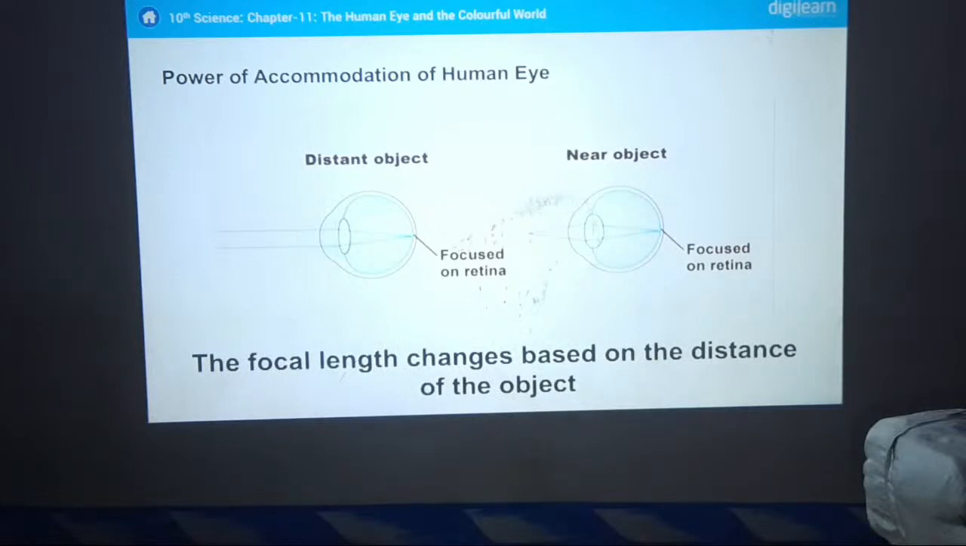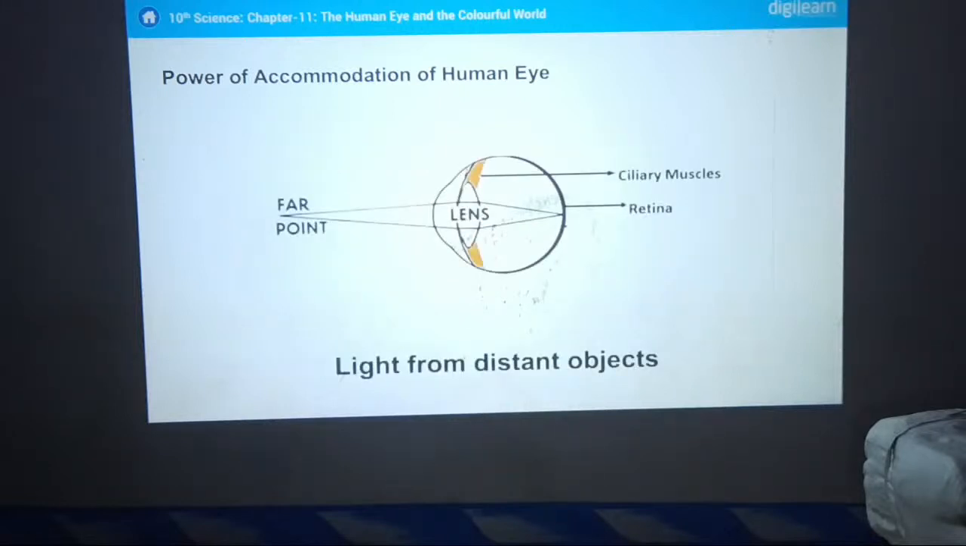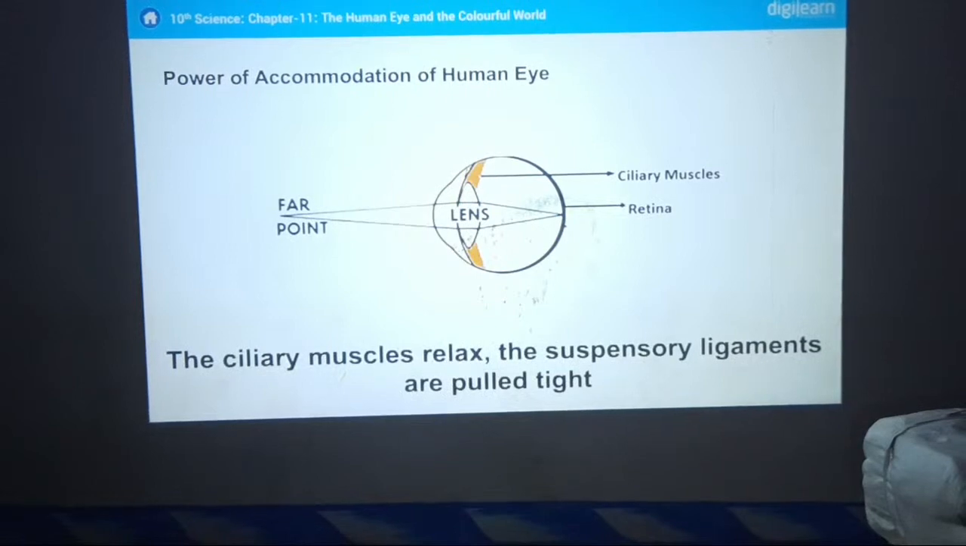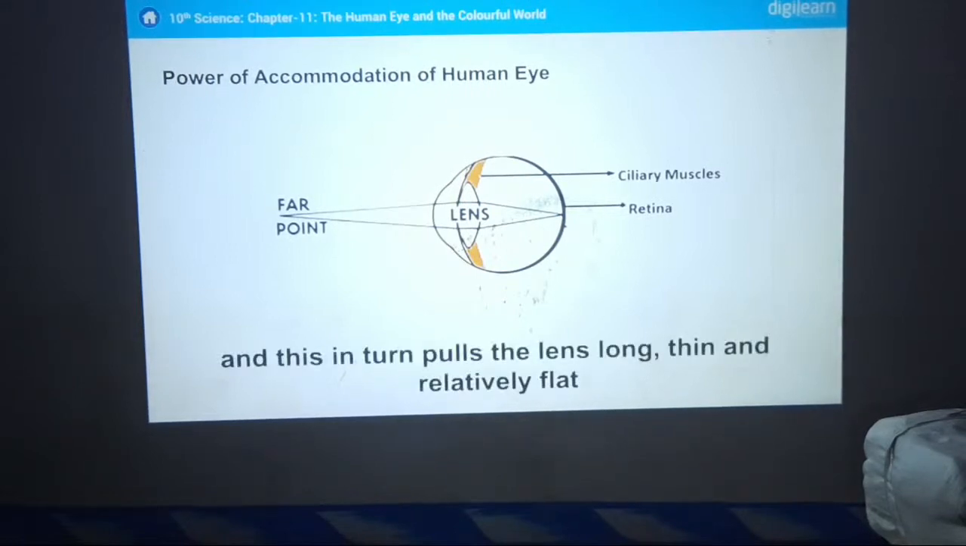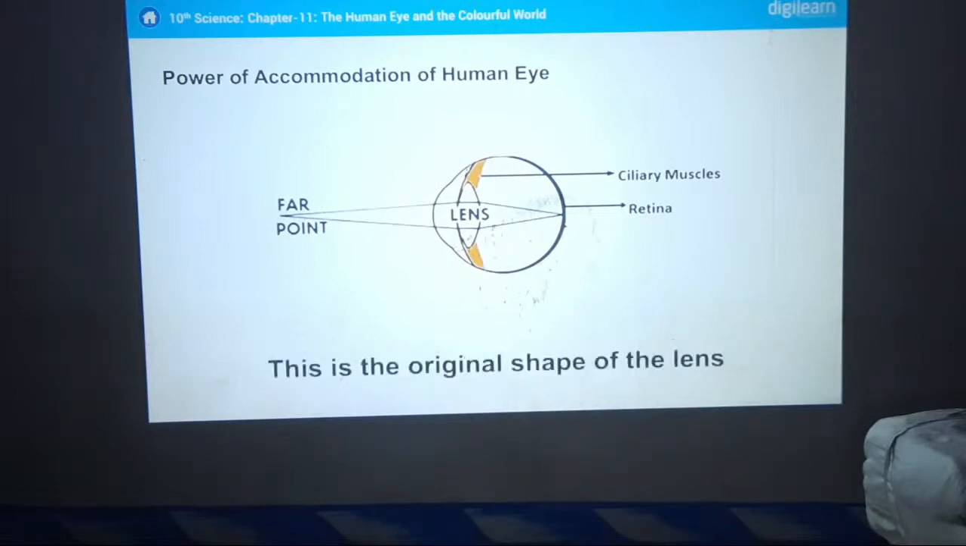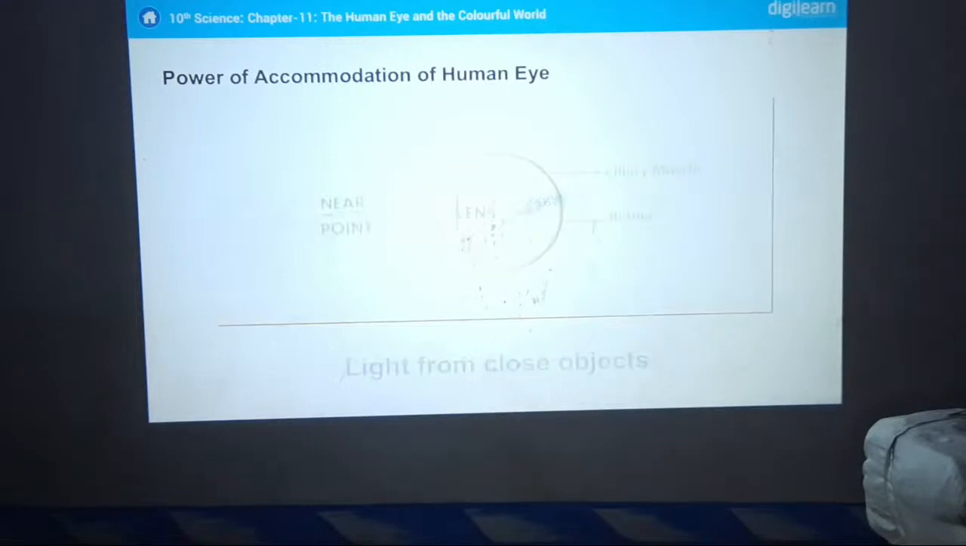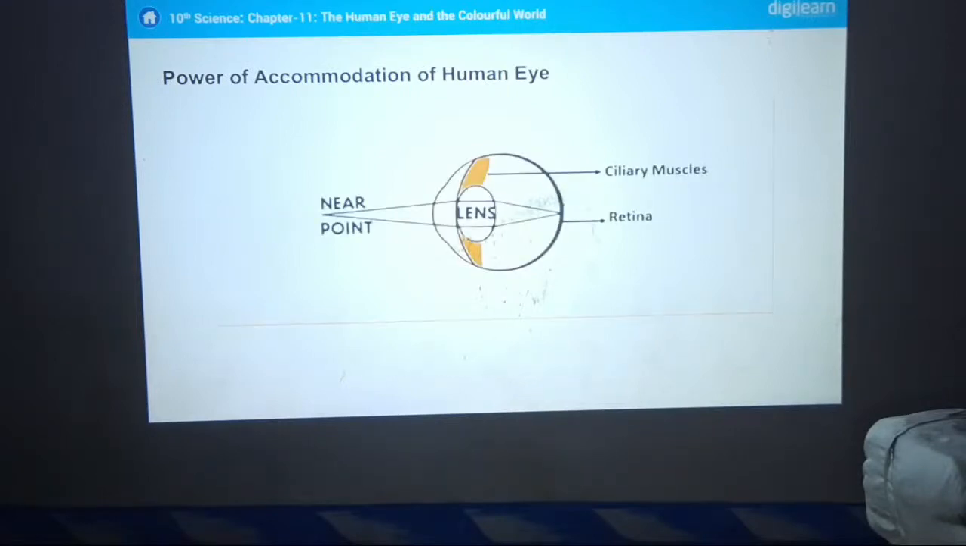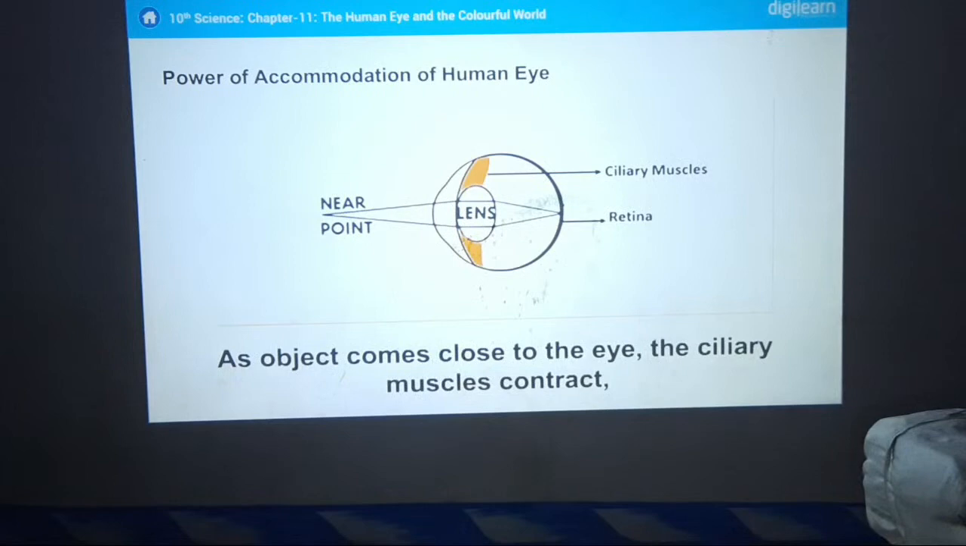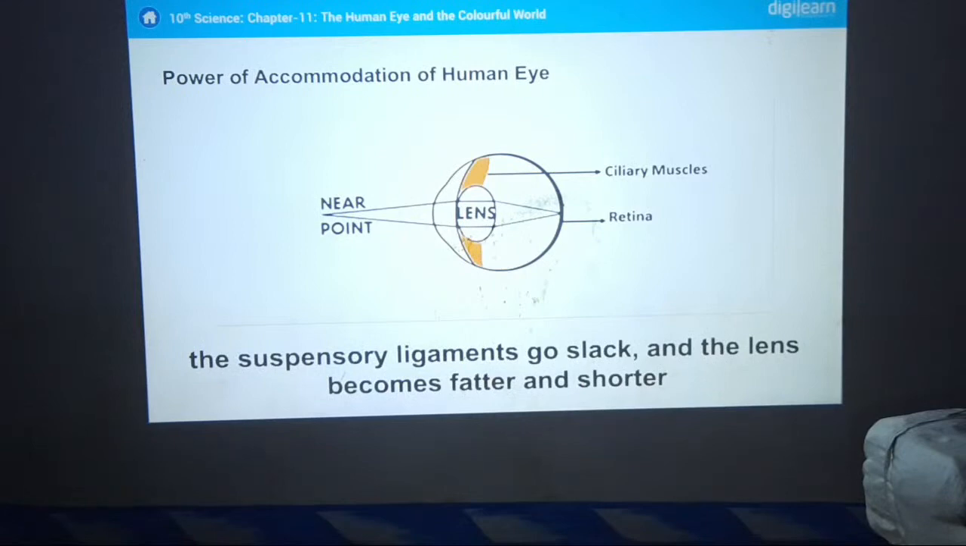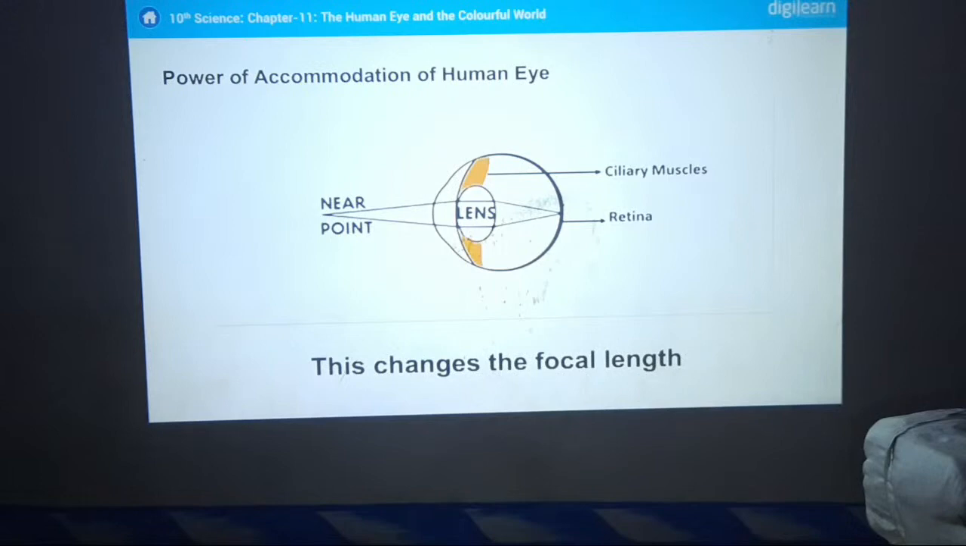Ciliary muscles contract or relax in response to the light entering the eye. Light from distant objects: the ciliary muscles relax, the suspensory ligaments are pulled tight, and this in turn pulls the lens long, thin, and relatively flat. This is the original shape of the lens. Light from close objects: as objects come close to the eye, the ciliary muscles contract, the suspensory ligaments go slack, and the lens becomes fatter and shorter. This changes the focal length.